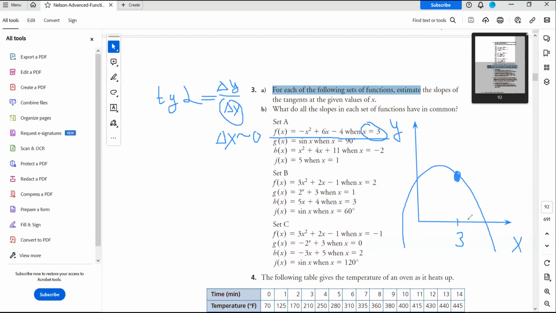And now I take one point, either from the right or from the left. And this point must be super close to 3 in order to fulfill this requirement. The delta x is very small. So let's take 3.001. That should be sufficient for us to estimate the slope of this graph at this specific point.